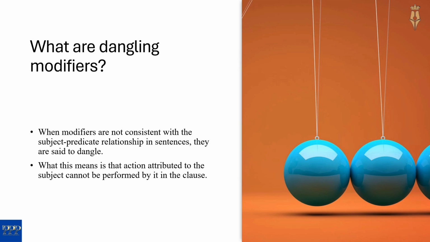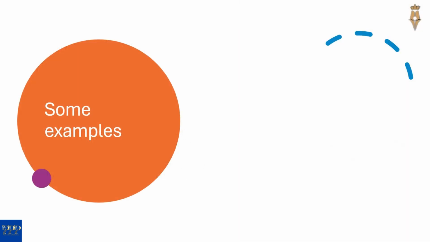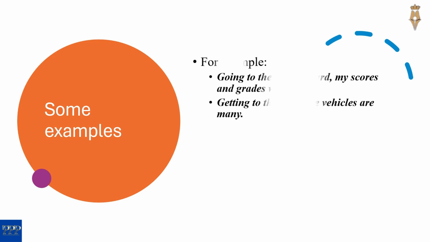Of course, you remember that the nucleus of a clause is actually the verbal element. So when the action you attribute to the subject of that particular clause is not being performed by that subject, then there's a problem. So you may be having a dangling modifier in place. So let's talk about some examples. We're going to look at some examples.